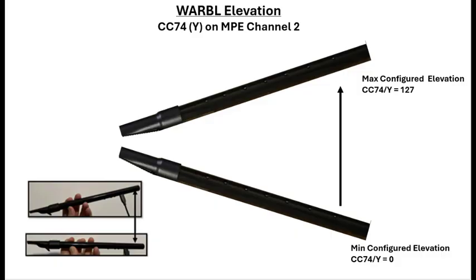configuration file. And so elevation is CC74, your Y programming in your preset, that will be output on MPE channel 2. So Y is part of your MPE XYZ dataset. Y will be at 0 at your min elevation, whatever you customize that to in the configuration that we talked about last time. And when you raise it to your max elevation, Y will be output at 127.